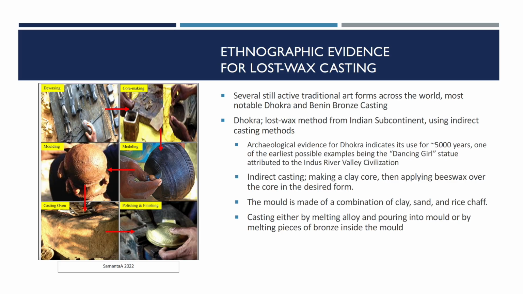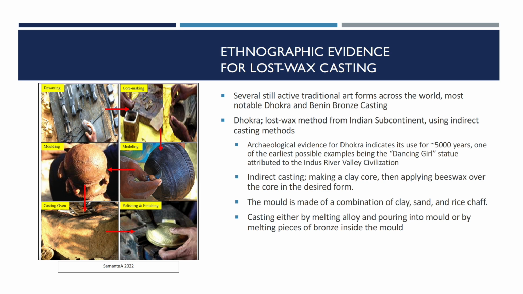I also needed to do some ethnographic research, since the lost wax technique is still used quite extensively today. Modern uses of the lost wax technique mostly come from making jewelry. Modern jewelry makers will create resin molds using a similar technique wherein they melt the wax out. But if we're talking about the use of beeswax in the traditional way, then the two most relevant ethnographic examples of this are the Indian dokra technique and Benin bronze casting.